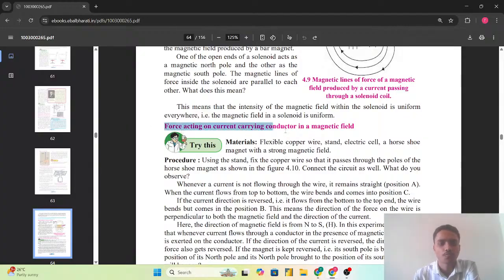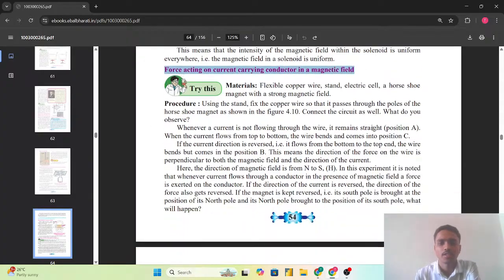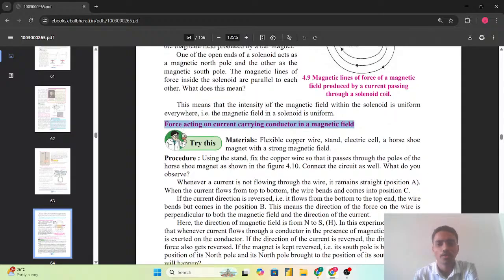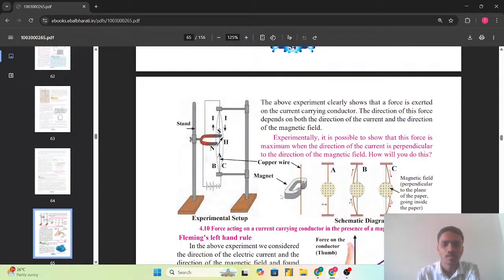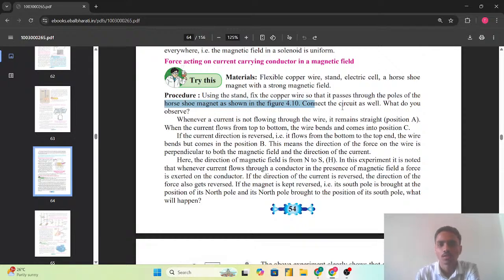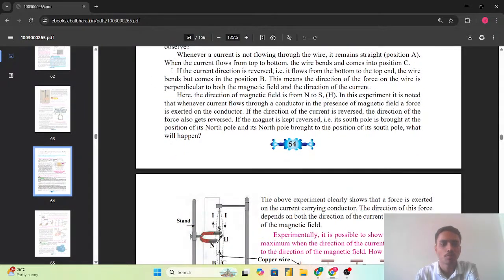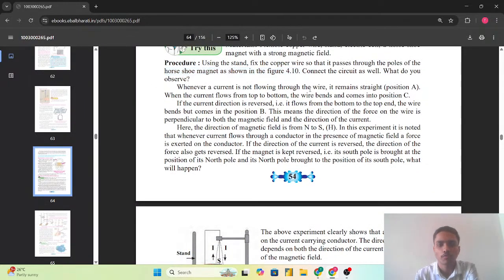Next part: force acting on a current carrying conductor in a magnetic field. Again we are given an experiment. Materials: flexible copper wire, stand, electric cell, horseshoe magnet with a strong magnetic field. Procedure: using the stand, fix the copper wire so that it passes through the poles of the horseshoe magnet as shown in figure 4.10. Like this, we have to perform the experiment. Connect the circuit as well. What do you observe? Whenever a current is not flowing through the wire, it remains straight, position A.